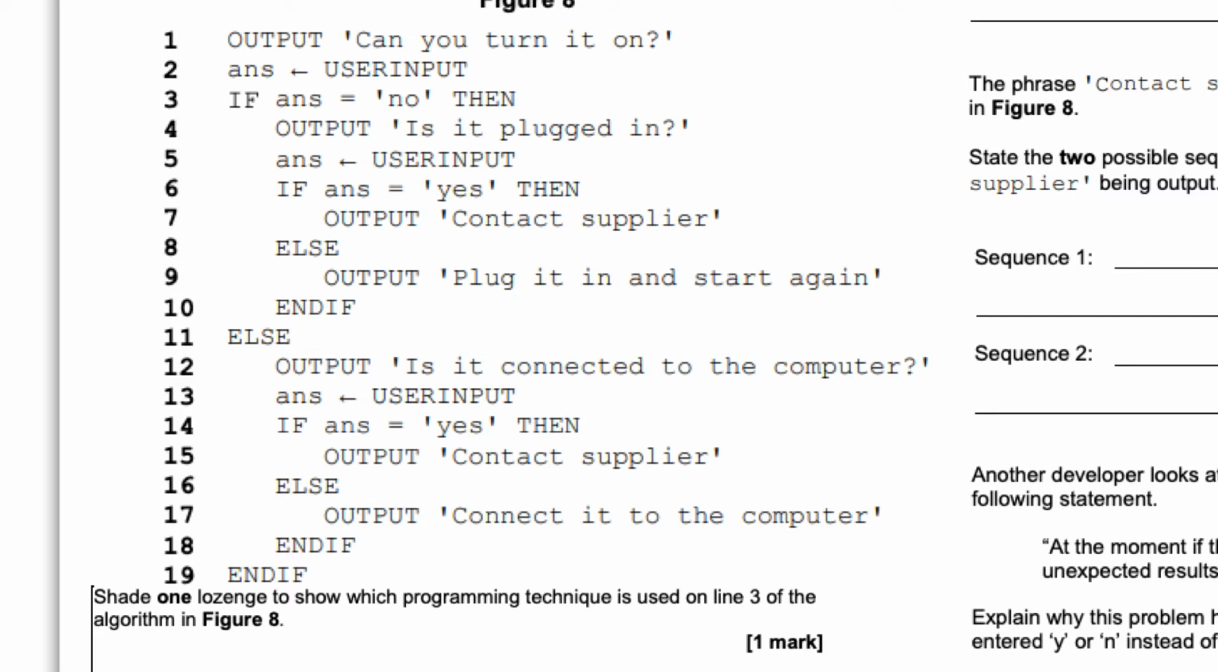Well, what happens if you didn't answer no? Well, if you didn't answer no, so let's say you said yes, for instance, you come down to this line. So you'd skip this bit and go to the else. And then it says, is it connected to the computer? If you said yes, contact supplier, else connect the computer. Okay. So this is using outputs, inputs, and if and else statements, which you can see here.